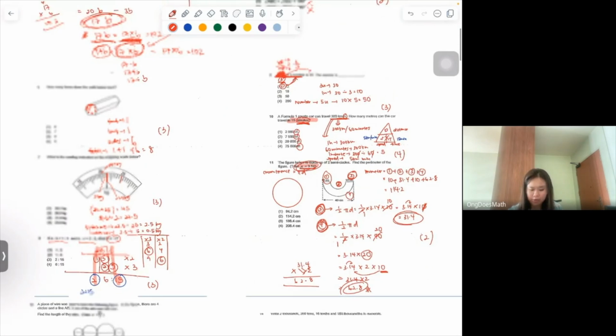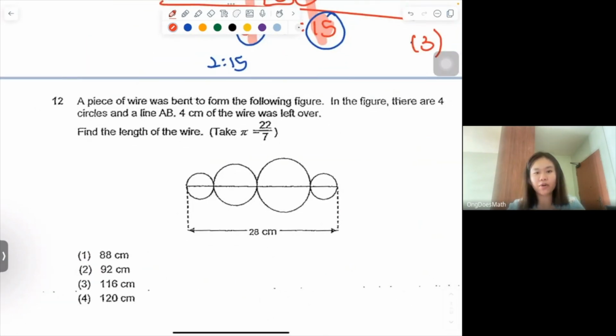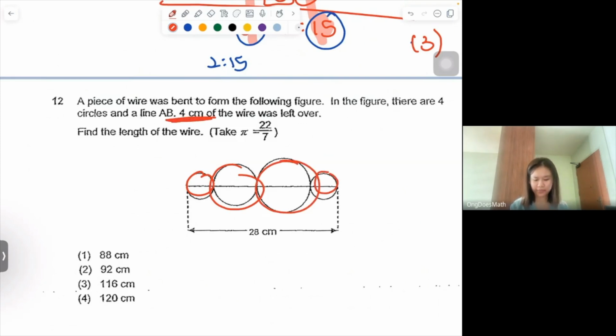Very good. So now we'll move on to question 12. A piece of wire was bent to form the following figure. In the figure, there are 4 circles and the line AB. 4 cm of the wire was left over. Find the length of the wire. So you have a wire. You bend it to form these 4 circles. Then you have a remainder of 4 cm. So this 4 cm is very important because you have to add it in the end to find the length of the wire you had initially.